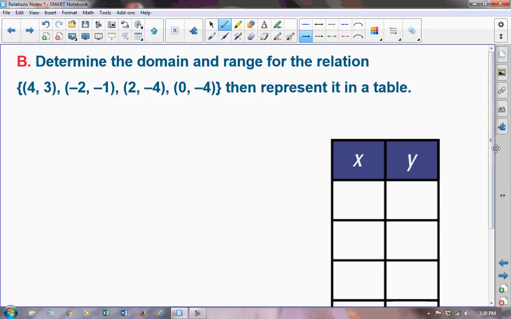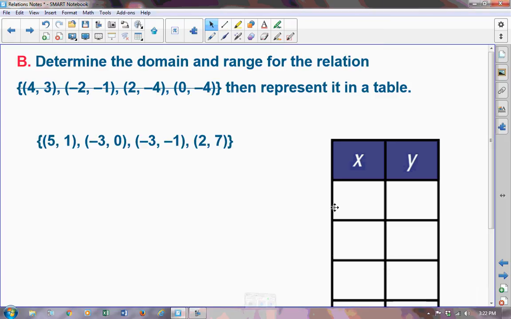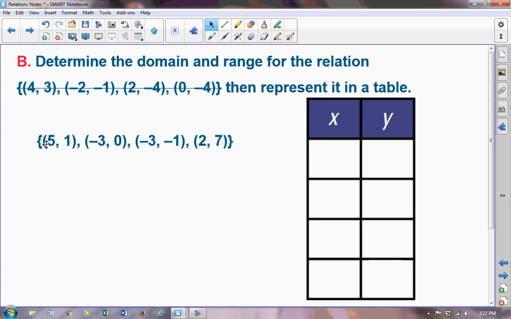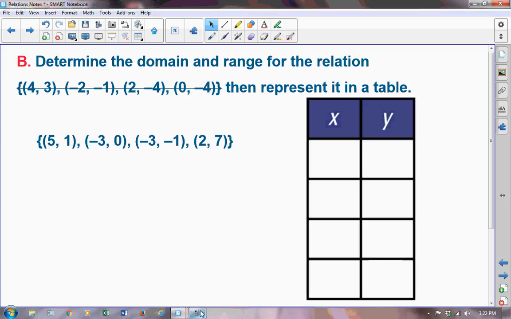All right, so take a moment. Oh, first of all, we need to change the numbers. Okay, so I've repeated these same numbers from the first problem. These are our new numbers right here. We're going to use 5, 1, negative 3, 0, negative 3, 1, and 2, 7. So at this point, pause and put those numbers in a table and then restart and see if you've got them in the right spots.